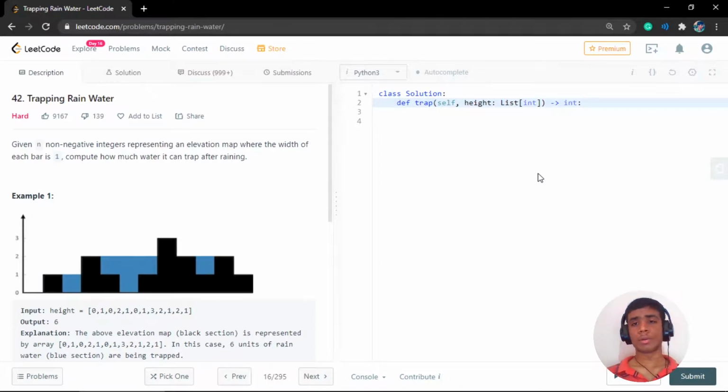Hello all. The problem today we're going to solve is the trapping rainwater problem, and in LeetCode it is under the hard category. And you can see there are 9,000 likes to this problem, which explains that this is a very nice problem and a very challenging problem. So today we are going to analyze this problem and how to solve this and what is the algorithm to solve this problem. Let's understand it in a simpler manner.